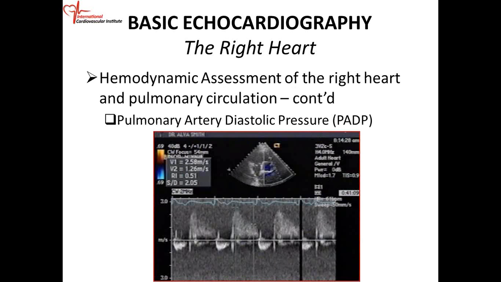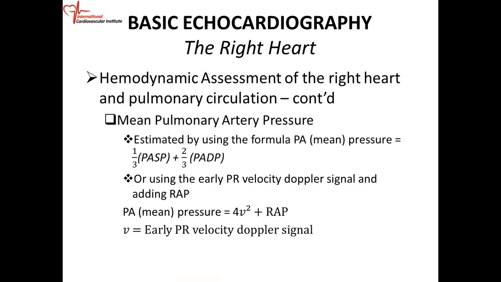Alright, so this is our pulmonary artery diastolic pressure. This is your PI signal. It's a diastolic phenomenon. Okay? So this is what it looks like. It occurs from the end of the T wave to the beginning of the QRS. In diastole, this is the velocity you want, the end diastolic velocity, 4V squared plus the right atrial pressure. Okay? End diastolic velocity, that's our early pulmonic regurgitation velocity. Any question there?